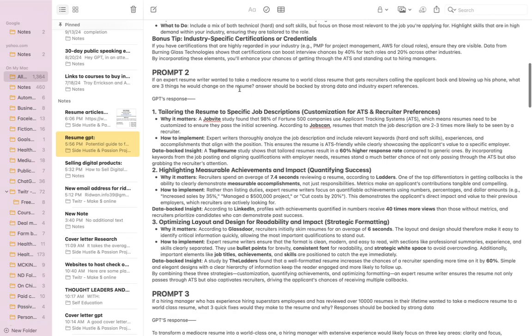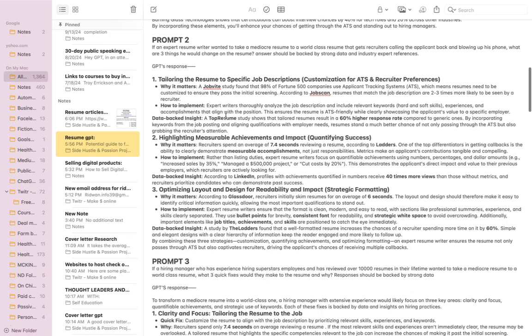And then I also wrote, so what are three things he would change on the resume? Answer should be backed by strong data and industry expert reference. The reason why I always put this is because the model has a tendency to hallucinate. Hallucinations are basically guesses. If the model doesn't really know the answer to something, it will guess, which is called a hallucination. So I did not want the model to guess. I wanted it to give me answers that are backed by data, strong evidence. So that's why I put that there.